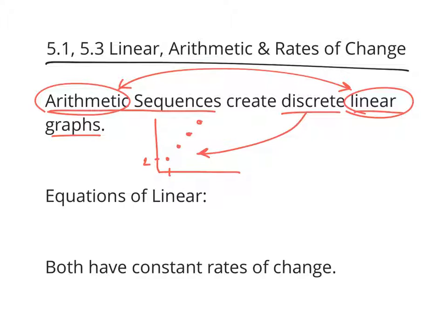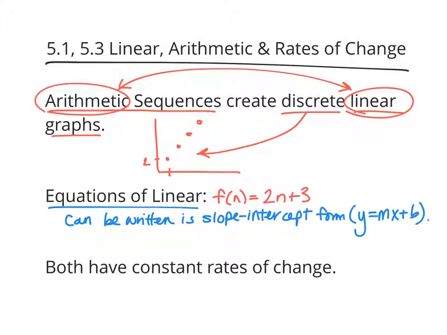Equations of linear, obviously, since linear and arithmetic are very related, remember when we wrote our arithmetic sequences, we had things that looked like f of n equals 2n plus 3. The rule for linear equations is that the x variable or n variable, whatever you're using, needs to have an exponent of 1, and so does the y. So a few things about linear equations. First of all, they can all be written in slope-intercept form, which is y equals mx plus b. Or what may also help you is to say things that are not linear.